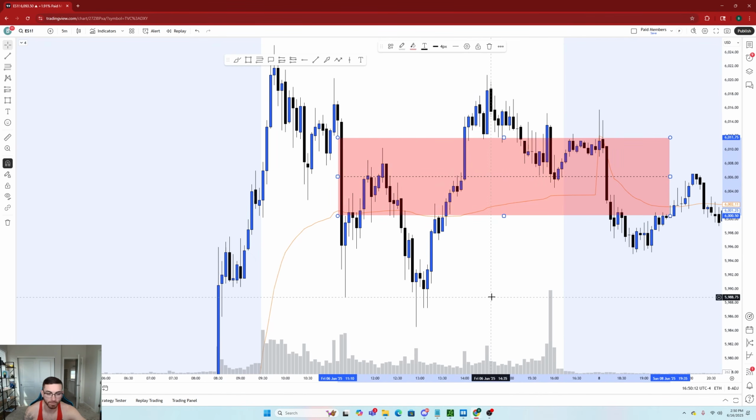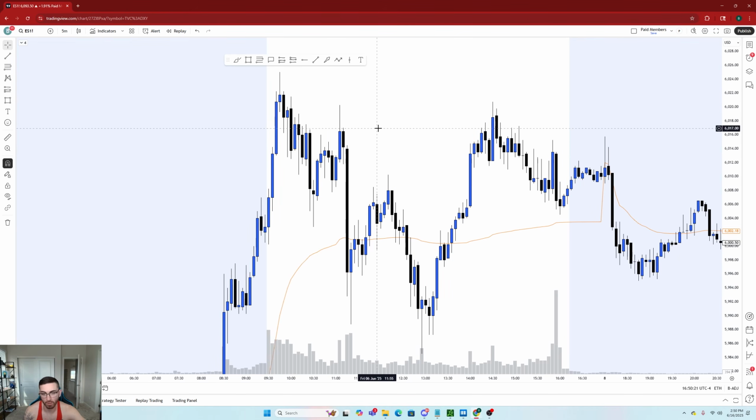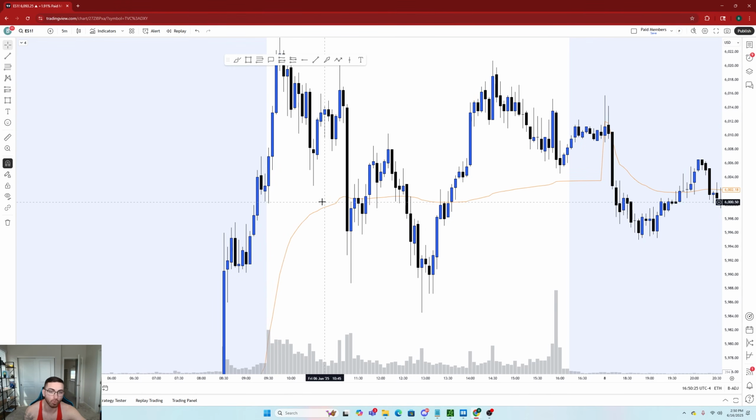Now, if you want to increase the likelihood of price bouncing or rejecting off of an imbalance, you want to combine it with other zones as well. So Fibonacci retracements, pre-market highs, pre-market lows, VWAP, moving averages, whatever. The more confirmation that you have within that imbalance, the higher the probability that price is going to bounce or reject.